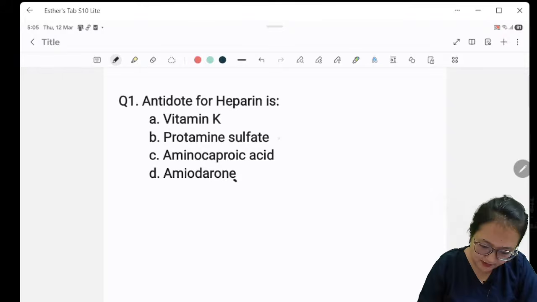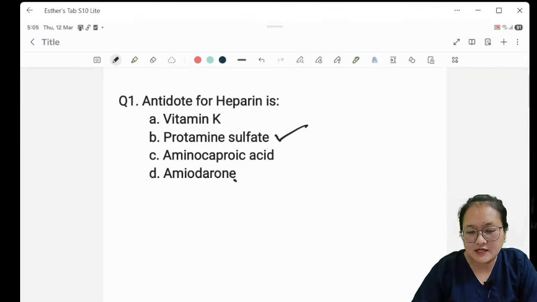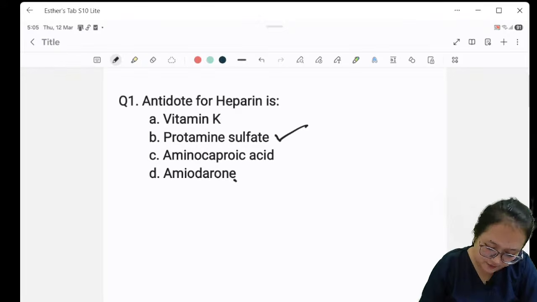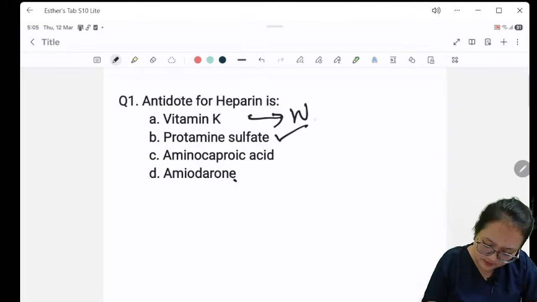Protamine is highly basic in nature, and heparin is highly acidic in nature. Protamine is positively charged, and heparin is strongly negatively charged. What happens is that when you introduce protamine sulfate, they form a complex. Then we have vitamin K. This vitamin K is given mainly for warfarin.